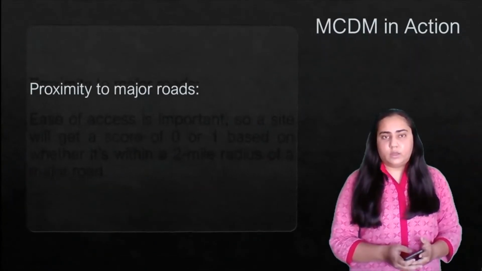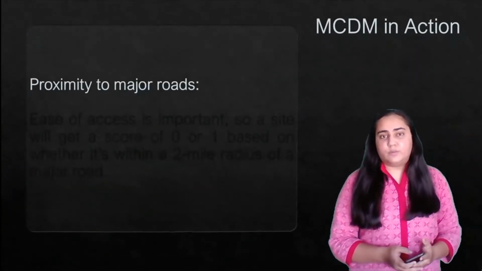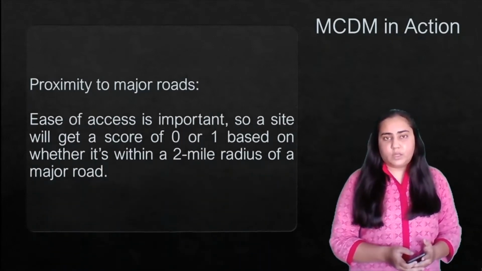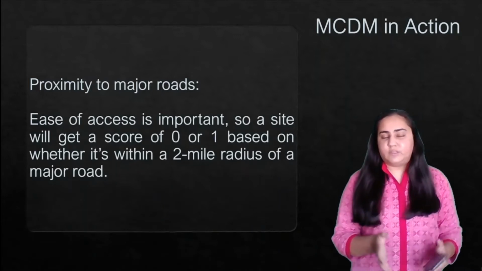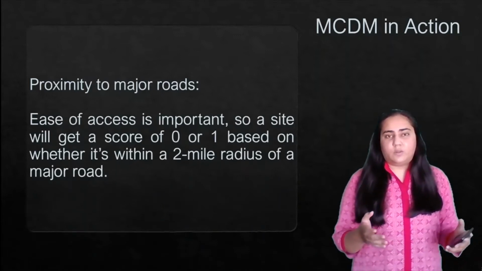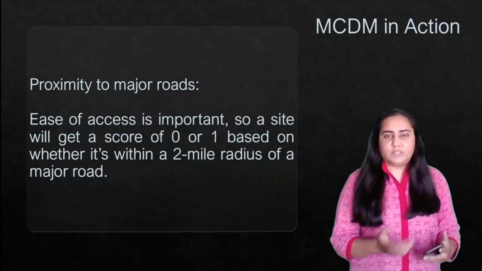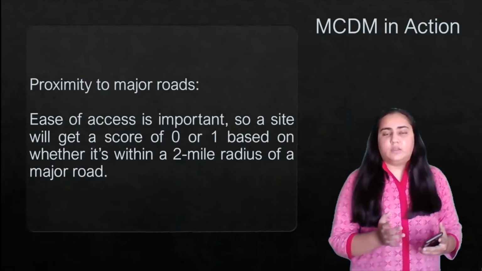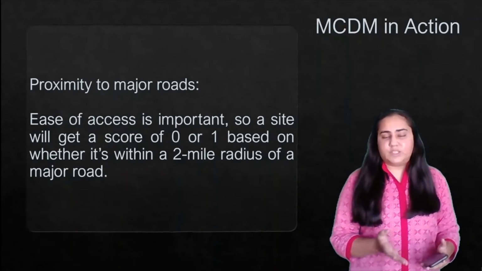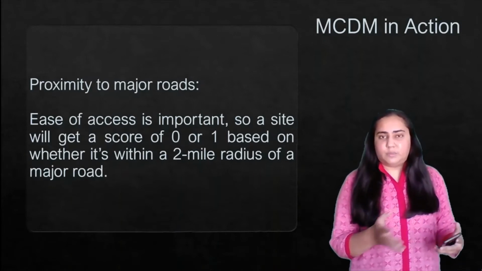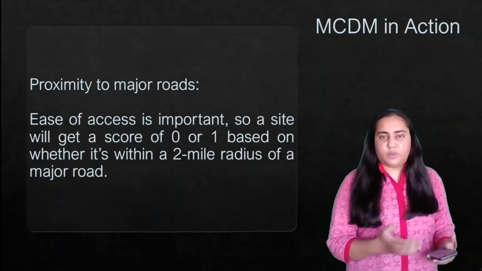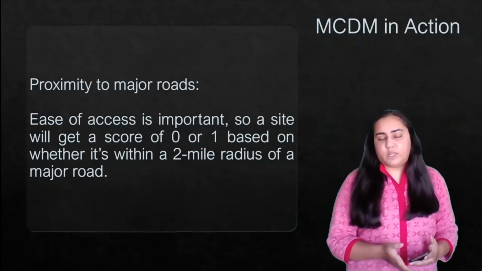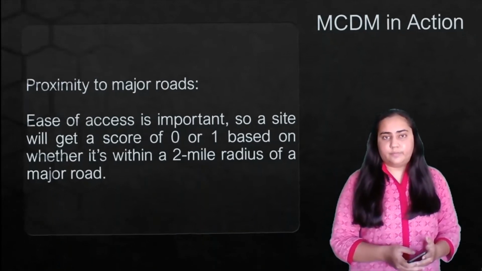The first one is proximity to major roads. Ease of access is very important, and that's why if there's a highway or some major road where it's easy to do transportation, that's a plus point. A site, meaning a place, would get a score of 0 or 1 based on whether or not it's within a 2-mile radius of a major road. Let's see the next criterion.